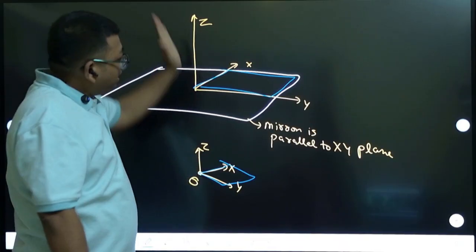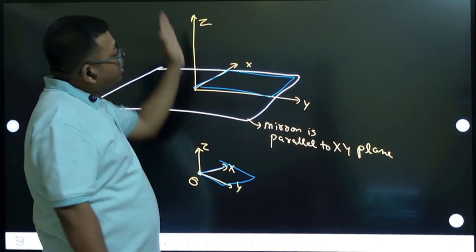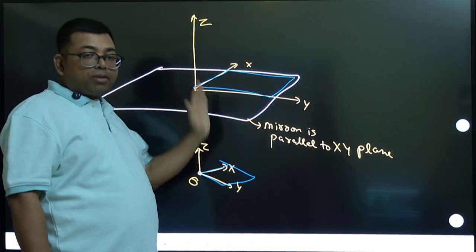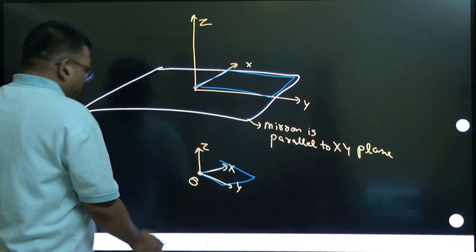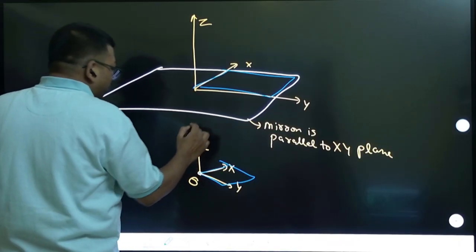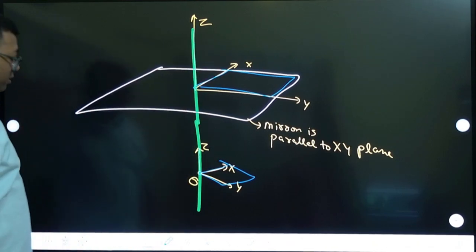Suppose I consider the z-axis. The z-axis is perpendicular to the xy plane. So here also, the perpendicular will be along the z-axis only, correct? The perpendicular will be along the z-axis. If I draw it here, which is the z-axis, here also the perpendicular will be along the z-axis only.